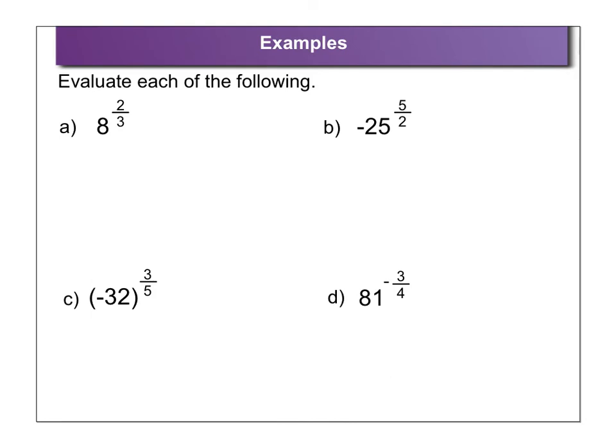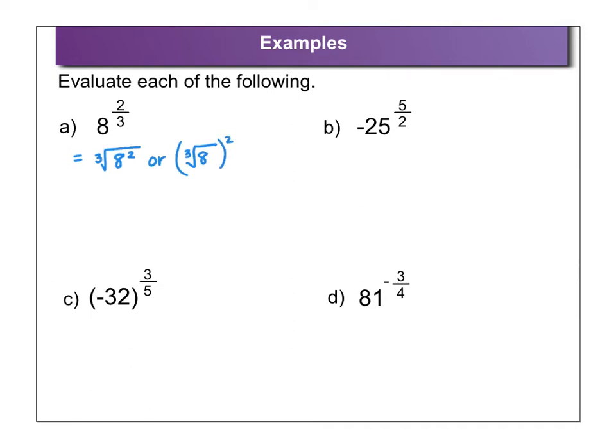Let's start with the first one. We've got 8 to the exponent 2 over 3. Just as before, whatever the base of my power is, the 8, is going to become my radicand. The bottom number, the denominator, is going to become my root index, and my numerator is going to become my exponent. Now, what we said earlier is that I could place the exponent in here, or I could write this as the cubed root of 8 squared.